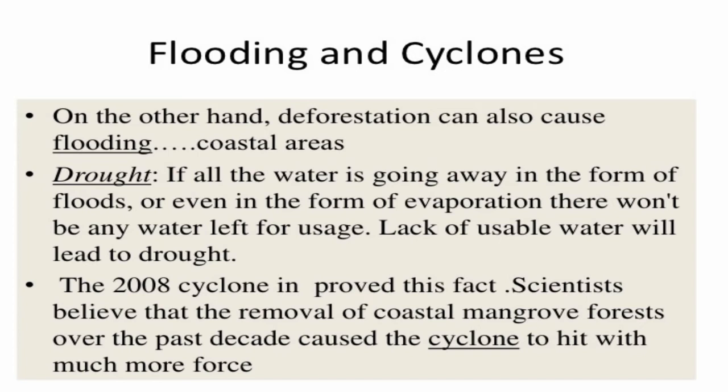Yes, trees are protecting us from flooding and cyclones as well. Well, girls and guys, on the other hand, deforestation can also cause flooding in coastal areas. In 2008, a cyclone proved this fact, as scientists believe that the removal of coastal mangrove forests over the past decade caused the cyclone to hit with much more force. Okay, and as I told you, trees are also protecting your land and many habitats from getting washed away because of floods and rain. So we should plant trees because they are protecting our soil. Okay, and soil is giving us many things to eat, such as fruits and vegetables. Okay, so guys, let's talk about what is mentioned on the next slide.